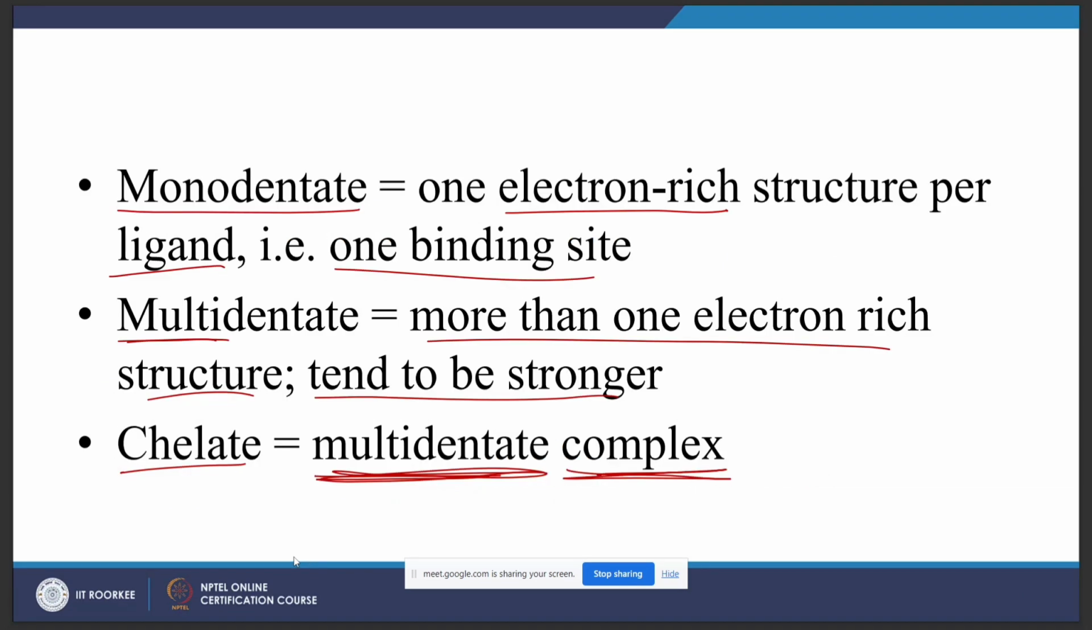Next is monodentate, multidentate, or chelate. Monodentate is one in which there is one binding site, or one ligand per structure. Next is multidentate. It will have more than one ligand. Next is chelate. It is a multidentate complex. It will have more than two ligands.